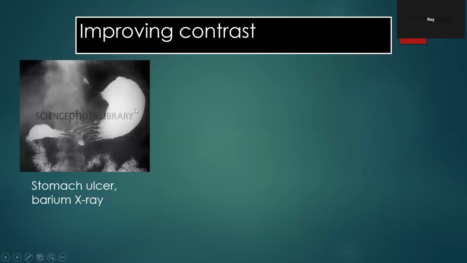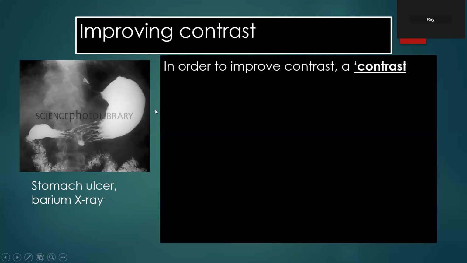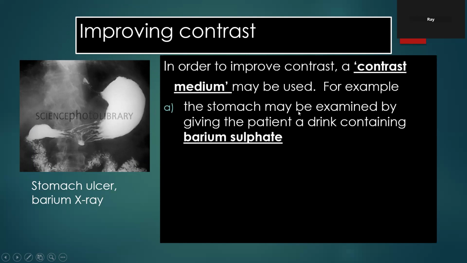Improving contrast. In order to improve contrast, a contrast medium may be used. For example, the stomach may be examined by giving a patient a drink containing barium sulfate. You want to investigate what is wrong with the stomach, like myself complaining about farting too often, an uncomfortable feeling. So the doctor lets me drink barium sulfate, and then X-rays the stomach. So they can see there's something there.